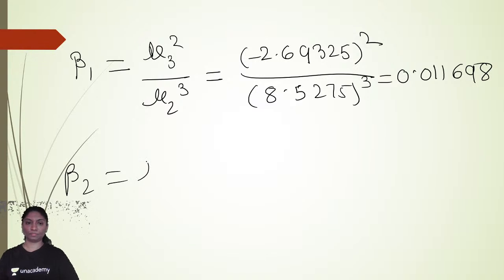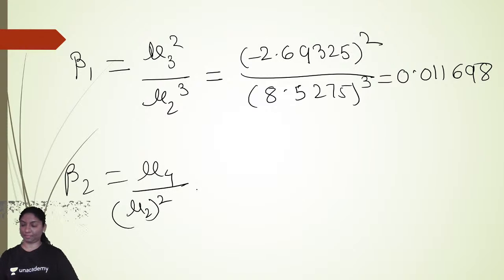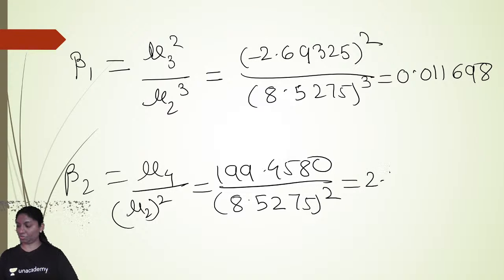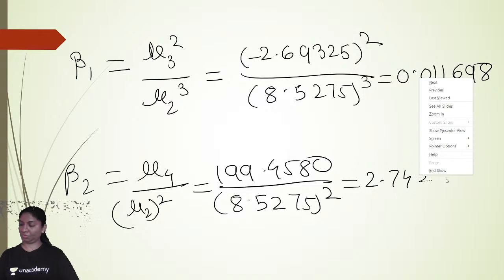Now beta 2 is equal to mu4 upon mu2 square, which is equal to 199.4580 upon 8.5275 bracket square, which is equal to 2.7429.